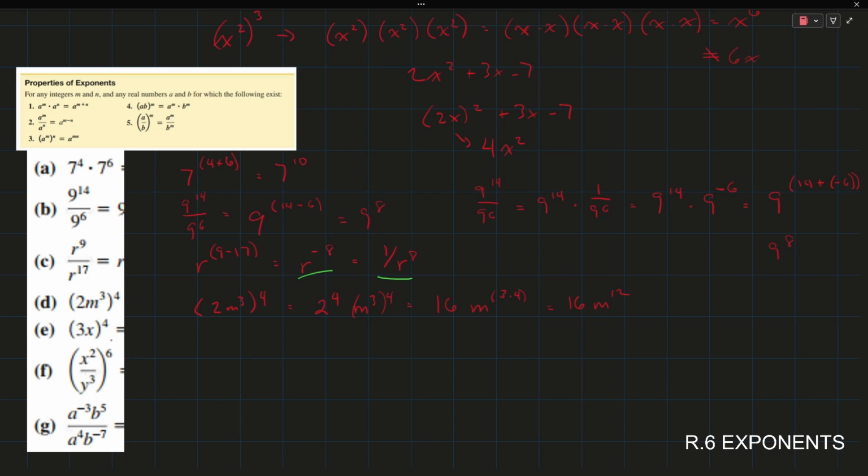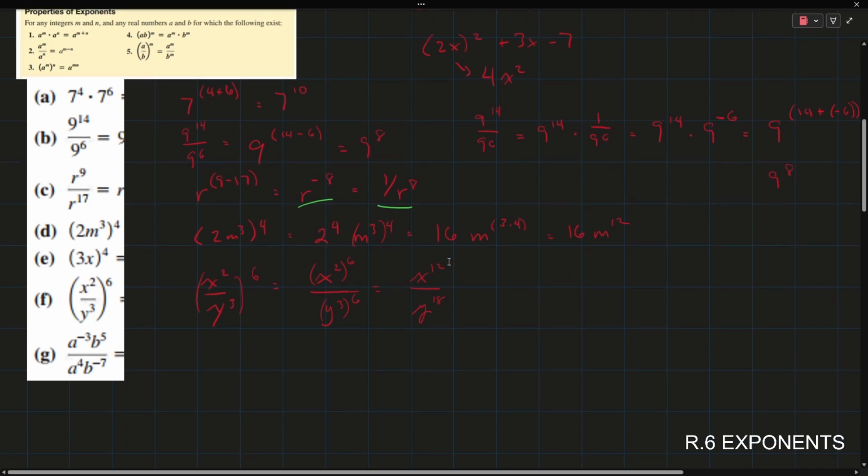And e would be the exact same, there's no trick there. f is just recognizing the rules again. x squared y to the 3rd quantity to the 6th would be x squared to the 6th over y to the 3rd to the 6th, and then you just distribute. That's not really distributing, it's exponent to an exponent, but you'd have x to the 12th over y to the 18th.